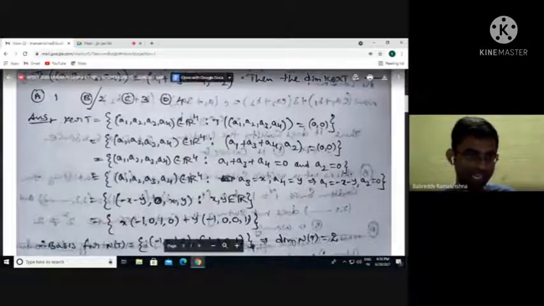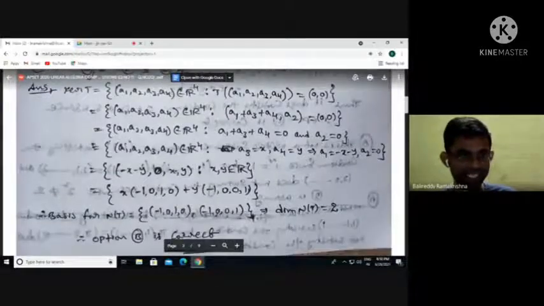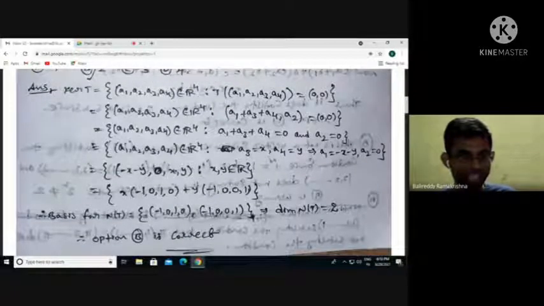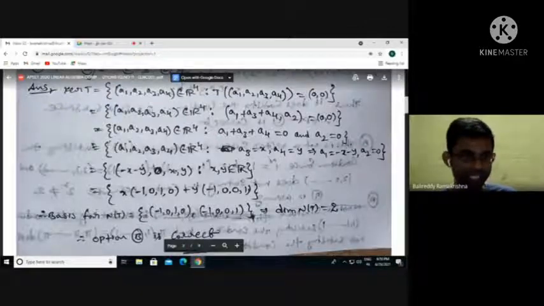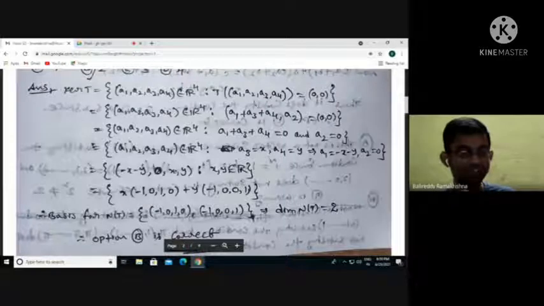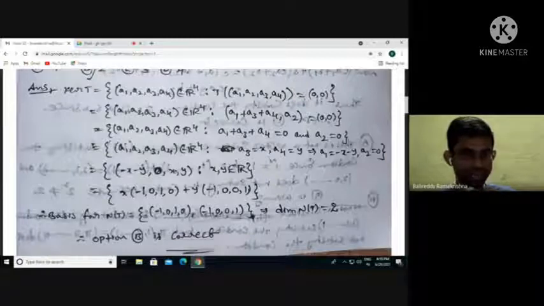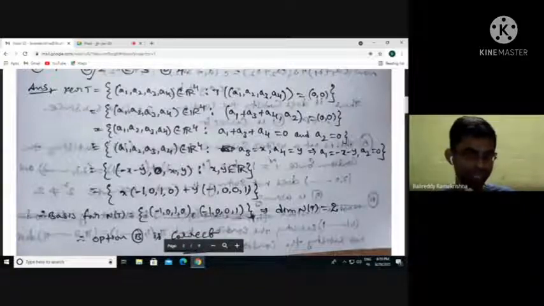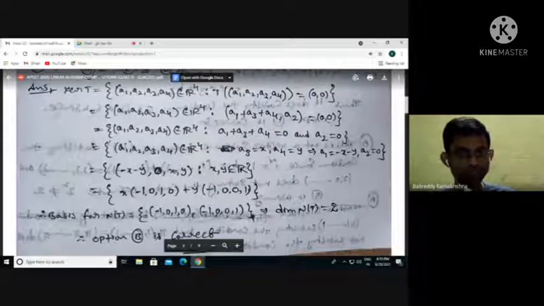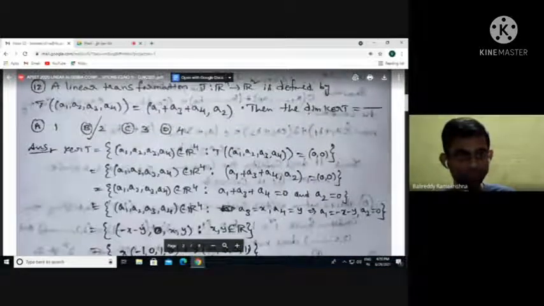Now taking x and y as common from these coordinates, this is equal to the set of all x into (minus 1, 0, 1, 0) plus y into (minus 1, 0, 0, 1). Here the basis for N of T, the nullity of T, consists of two vectors, namely (minus 1, 0, 1, 0) and (minus 1, 0, 0, 1). It is a basis for N of T and it is a set consisting of only two vectors. So the dimension of N of T is equal to 2, which means the dimension of kernel T is equal to 2. Therefore our option number 2 is correct.